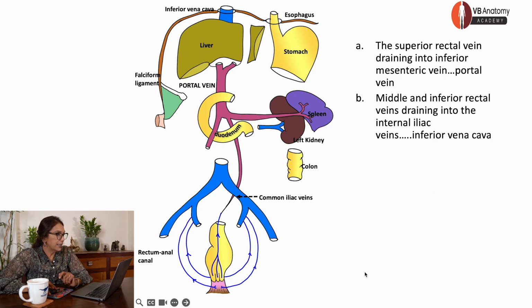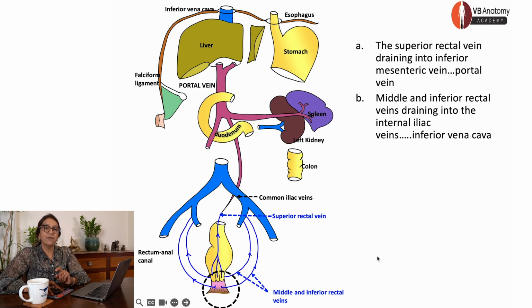Okay. Again, another diagram which shows you the same thing. Here is where you should focus. This is your superior rectal vein. See how it's draining into the inferior mesenteric vein, which is finally draining into the portal vein. And here are the middle and inferior rectal veins draining into the systemic circulation.